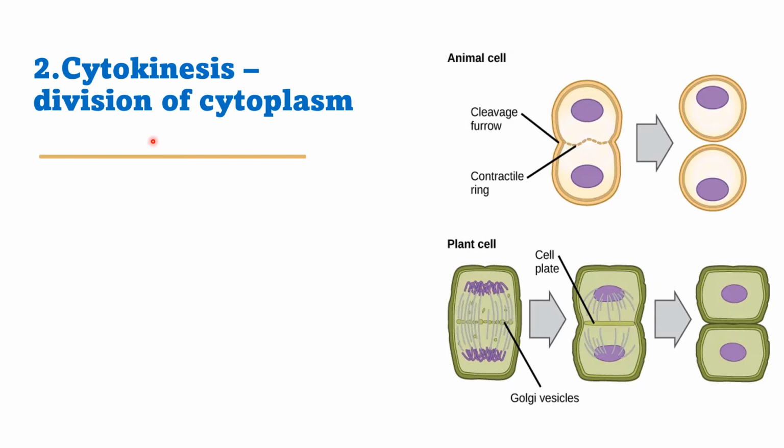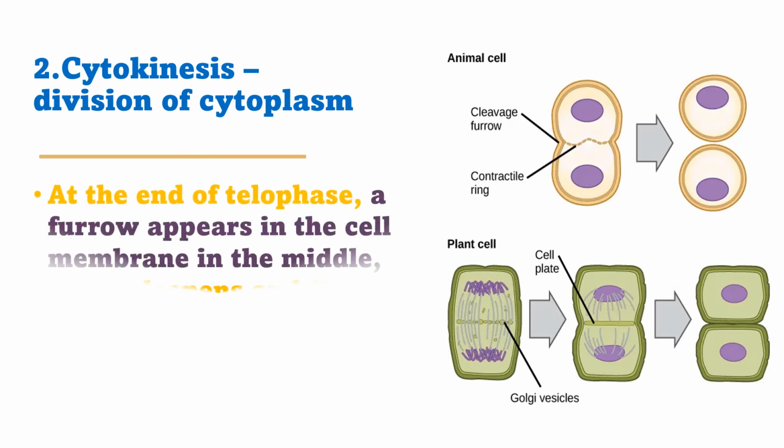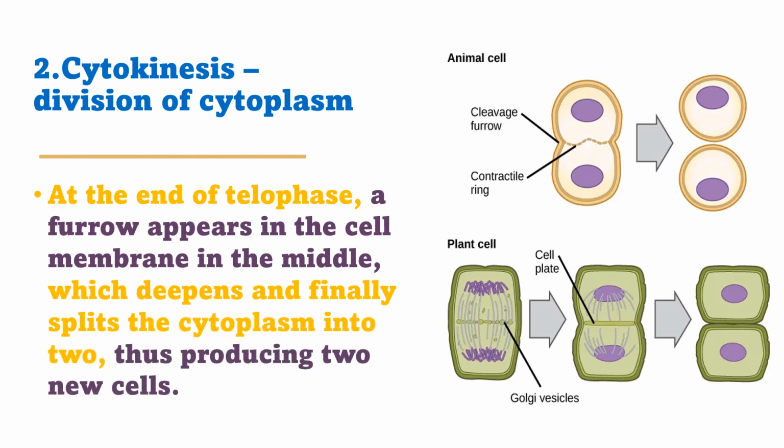The last step of mitosis is cytokinesis. What is cytokinesis? Division of the cytoplasm. What are the main points you have to remember in cytokinesis? In animal cells, at the end of telophase, a furrow appears in the cell membrane in the middle, which deepens and finally splits the cytoplasm into two. Here you can see the furrow formation that divides the cytoplasm into two, thus producing new cells.